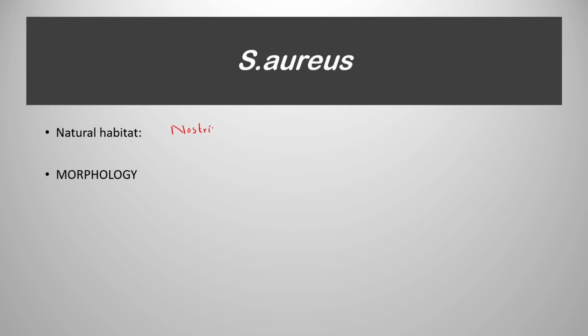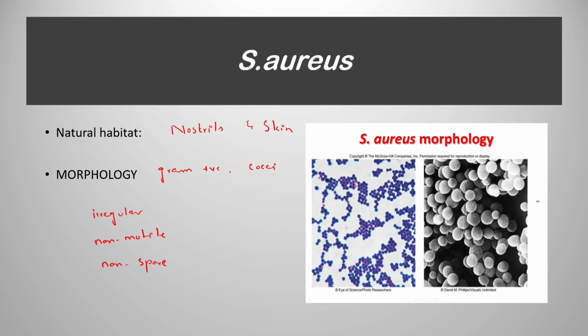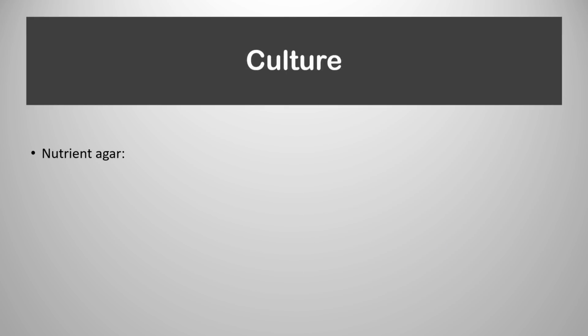Now, Staphylococcus aureus. The natural habitat of Staphylococcus aureus is nostrils and skin. Their morphology includes that they are gram-positive cocci, occurring characteristically in groups, also singly and in pairs. They appear as irregular grape-like clusters. They are non-motile, non-sporing, and few strains are capsulated. As you can see, this is the morphology of the microorganism.